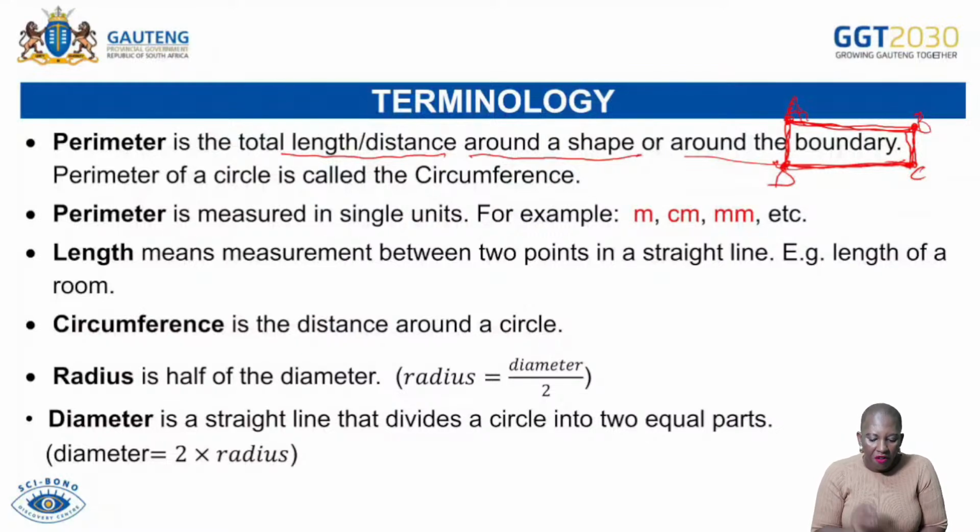And then the perimeter of a circle is also called what? It is also called the circumference.